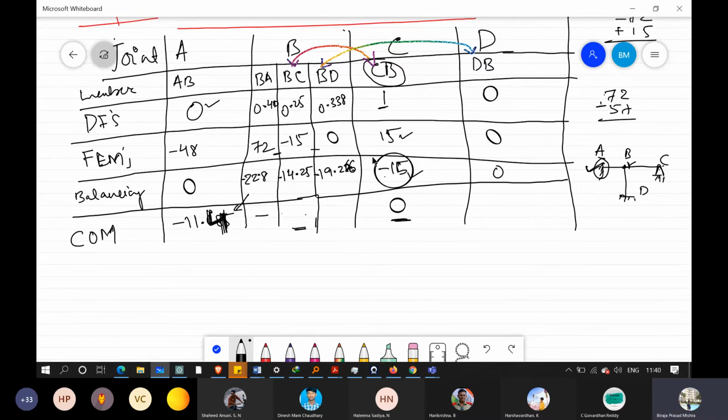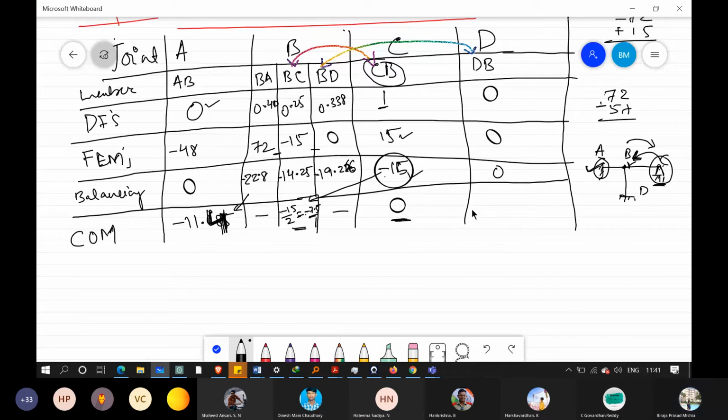So whatever is there in BC, it will go to CB, and whatever is there in CB, it will come here. Since from B to C it cannot go because of this simply supported end or hinged end, but from C to B it will definitely come. So this will be minus 15 by 2 equals minus 7.5. This will be minus 7.5, and rest all I agree that they are 0.